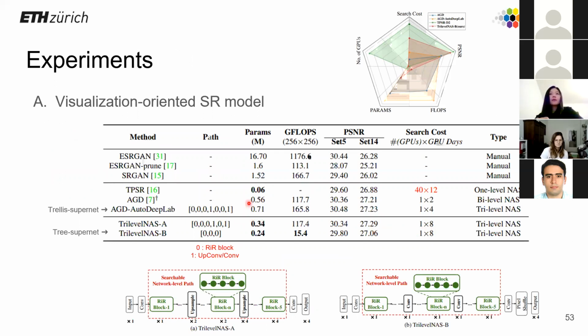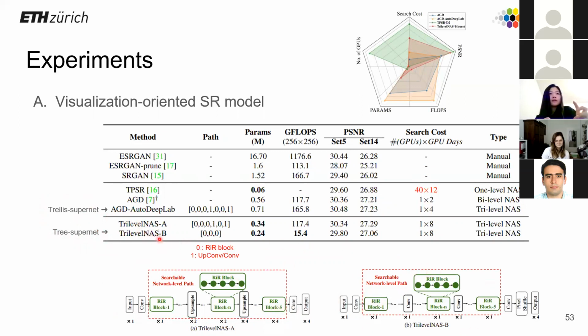And here we benchmark some manually designed super resolution models. We also benchmark some NAS frameworks for super resolution, including the TPSR, which is a 1-level NAS, and also the AGD, which is a bi-level NAS framework. We also benchmark a Trilevel Supernet as a comparison to our Tree Supernet by combining the AGD with the Auto Deep Lab. And the last 2 rows are our results. The TrilevelNAS A is based on the original AGD backbone design. If you still remember that, I have the 2 backbones here for you. And the TrilevelNAS B is based on our new proposed backbone here.